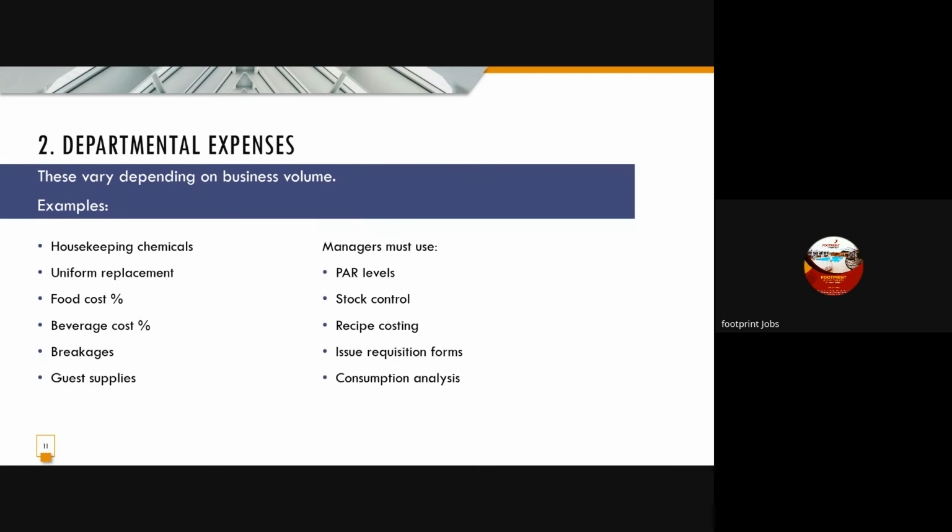Or if the hotel is a new hotel that they just finished building, the level of chemical used for the first month might actually be very high. But after that period, it might decline because the dirt has been removed. Now, uniform replacement. After a while, the need for uniform replacement might increase. If you're running a facility that has been operating for 1 year, obviously there will be high demand for uniform change because there's wear and tear. So there will be demand for uniform change from different departments.